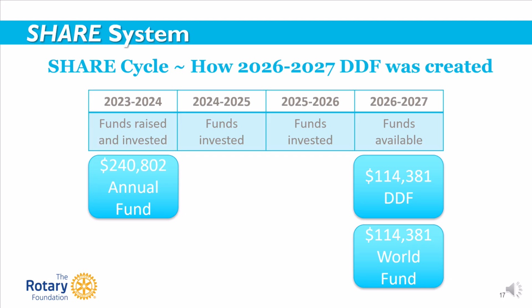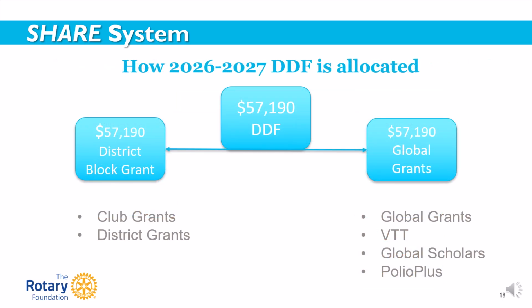The funds your club will have access to next Rotary year are the result of contributions made 4 years ago. This is why it is so important to maintain consistent support of the Rotary Foundation in your club. In the coming Rotary year, the district will have around $57,000 to be used by clubs for district grants and another $57,000 that can be used for projects that qualify for global grant funding.